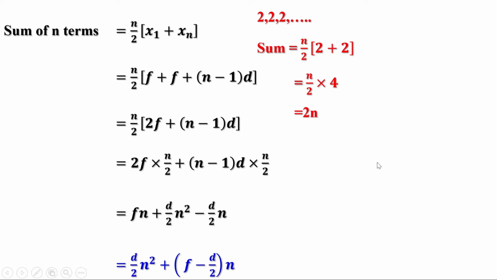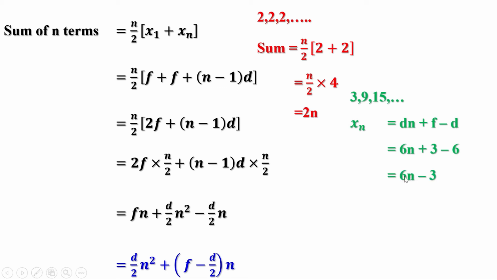Let us take an example. Consider the sequence 3, 9, 15, etc. What is the common difference here? 6. That is, the first term is half the common difference. Here we can see the first term is 3 and the nth term is 6n plus 3 minus 6.